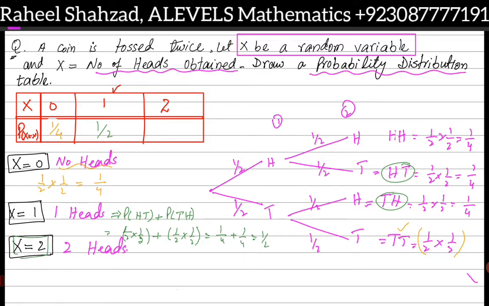And X is equal to 2, the random variable takes value 2. What do you mean by this? X is equal to 2, we have 2 heads, so probability of head and head, that is equal to 1 by 2 into 1 by 2, that is equal to 1 by 4, so we list 1 by 4 here. So that's how we complete a probability distribution table, and the random variable will be defined in the question mostly.